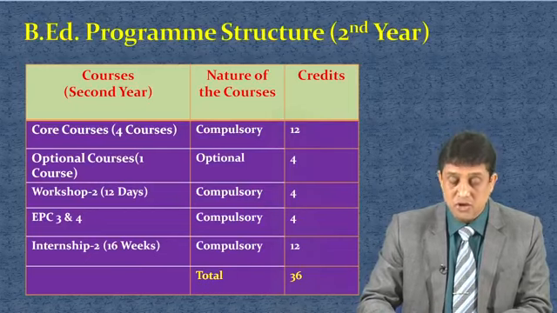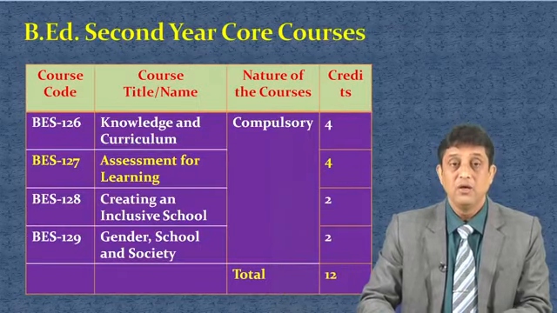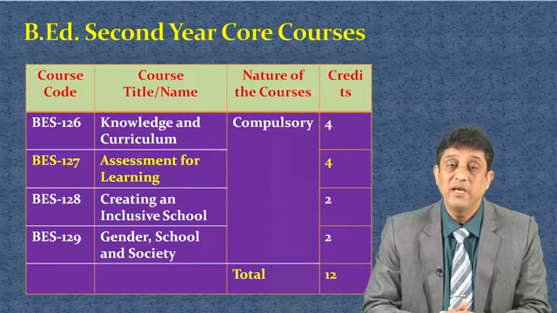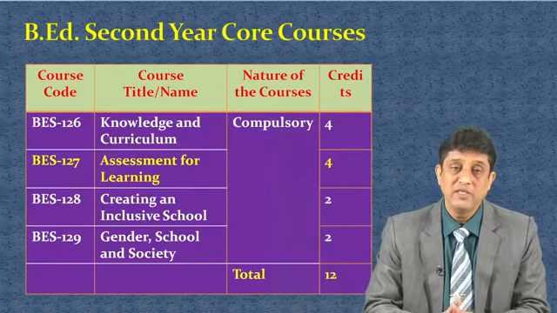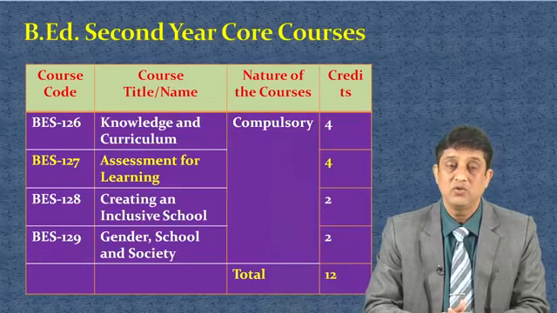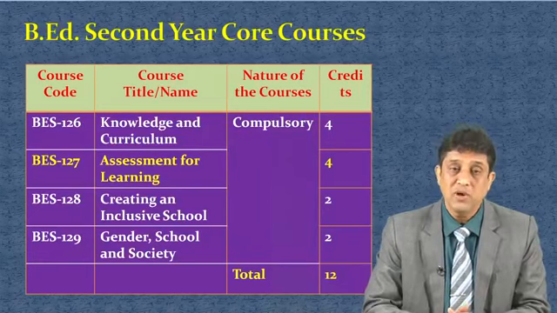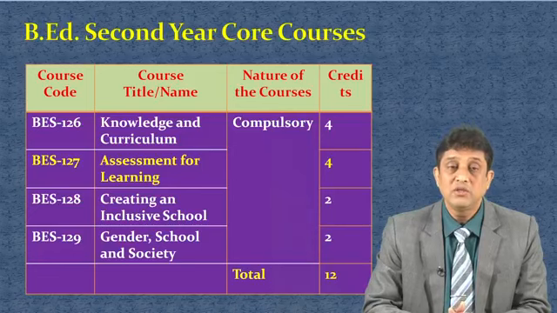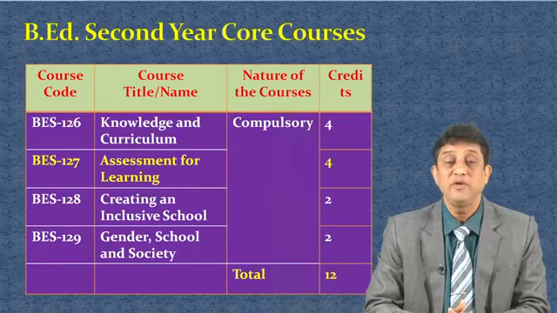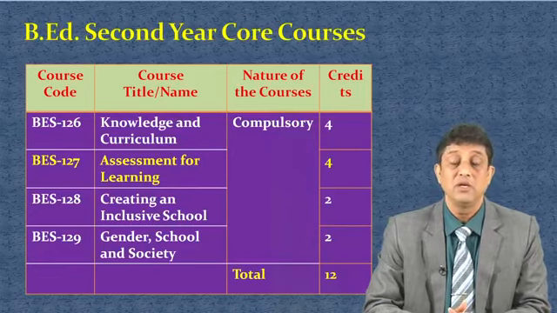brief program structure of the first year and second year of this B.Ed program, and today we are going to discuss one of the courses which, as a faculty, I have coordinated. Earlier I coordinated 2 courses, BES-122 and BES-125, in the first year of the B.Ed program, and in the second year of this B.Ed program, this course, that is BES-127 Assessment for Learning, which is a 4-credit course.